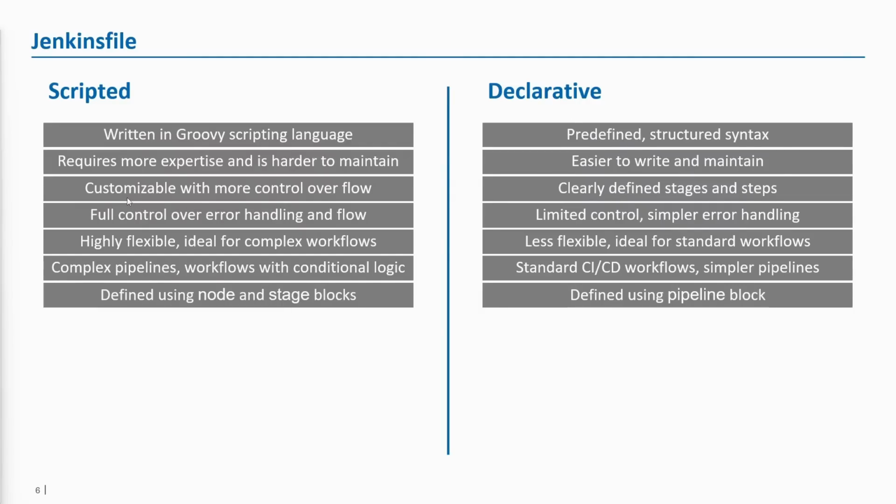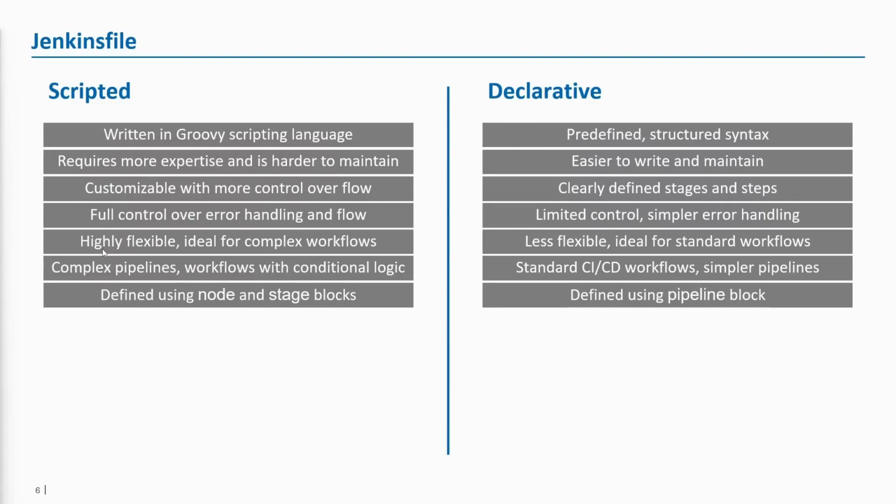Scripted can be customizable because you will be writing it using scripts, and it also provides more control over flow, whereas declarative defines clearly defined stages and steps. Here you can have full control over error handling and the flow. Declarative has limited control and simpler error handling. This is because we are writing the entire Jenkinsfile using a programming language. You can also use try and catch to catch the exception here, but you have limited control over error handling in case of the declarative way.